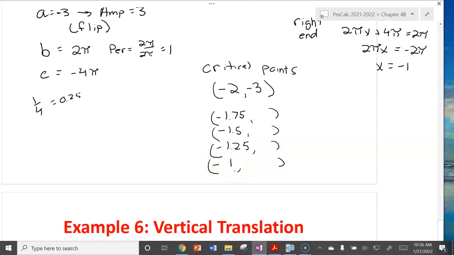The next thing is, so this one, because of our flip, is now a min. We go to the intercept, because we're on a cosine graph. And then because of the flip, we go to a max. Intercept. And then because of the flip, we have a min. All right, so that's what our critical points will look like.